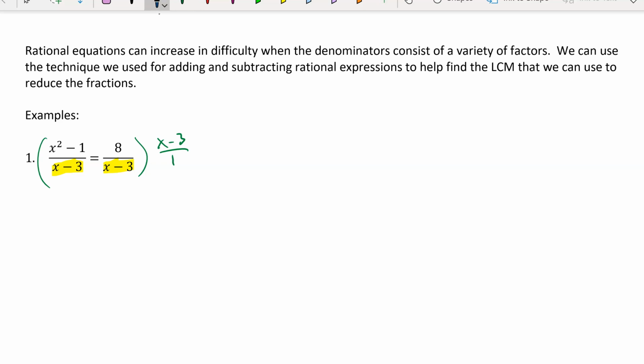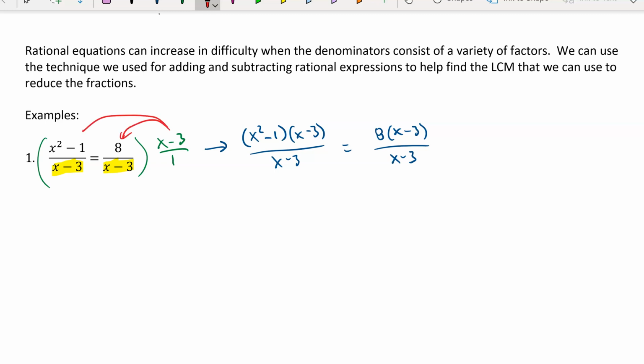And I'm going to write this out carefully. This is going to become (x squared minus 1) times (x minus 3) over (x minus 3) equals 8 times (x minus 3) over (x minus 3). And we wouldn't always need to write it out so carefully, but I just wanted to be clear. This is distributing to both sides and then canceling with the two denominators. So my equation becomes the simpler quadratic equation, x squared minus 1 equals 8.